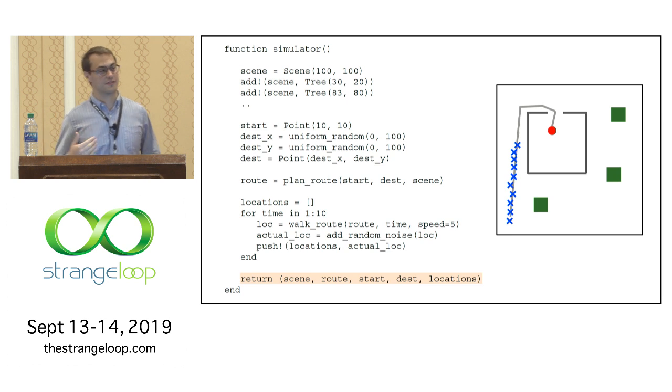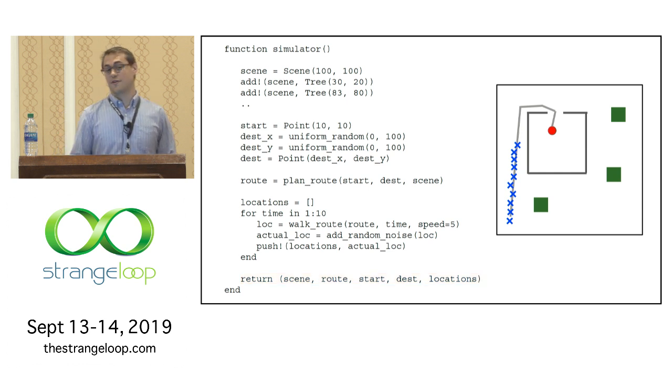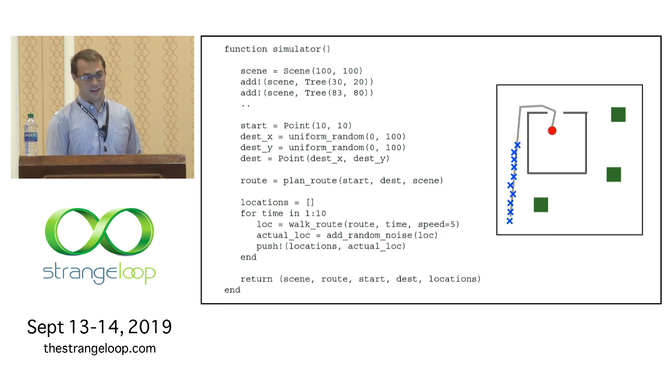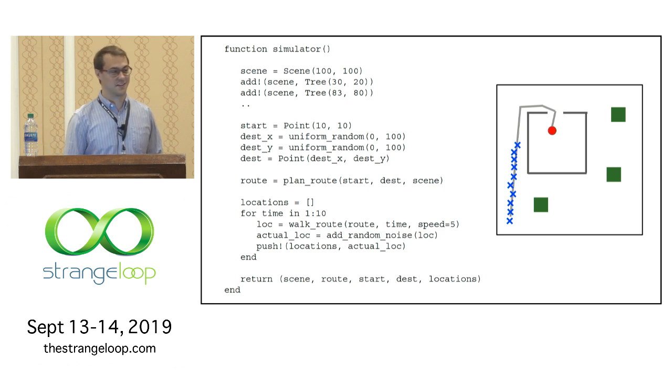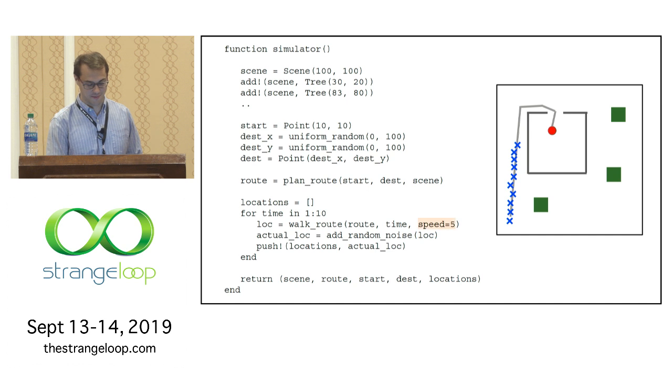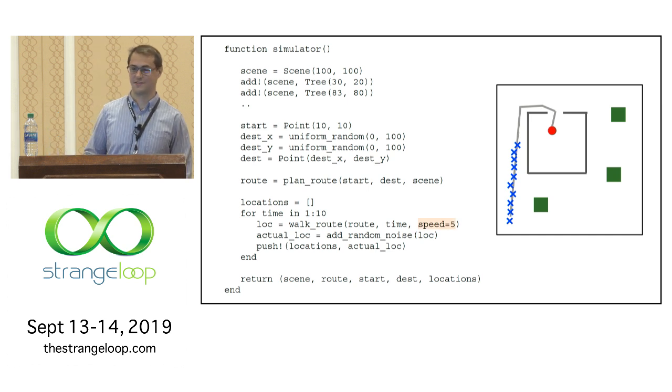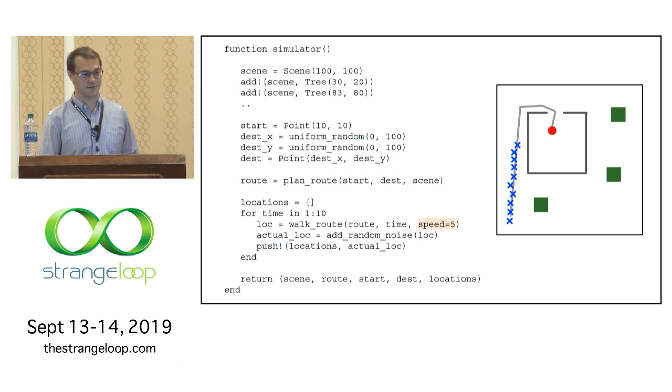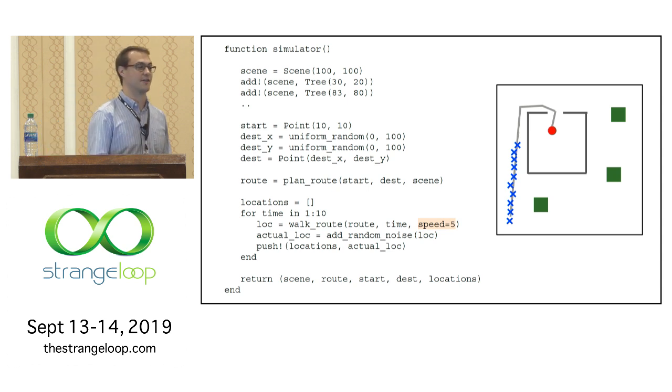And finally, we're going to return this simulated virtual world, which includes the scene, the route, and the start and destination. So there's a bunch of other assumptions in this code I didn't mention, and it can be fun to look through code like this to find what the assumptions are. But one pretty easy one to find is that the speed is fixed. So that's not necessarily reasonable, and to relax it, I could make that random too.